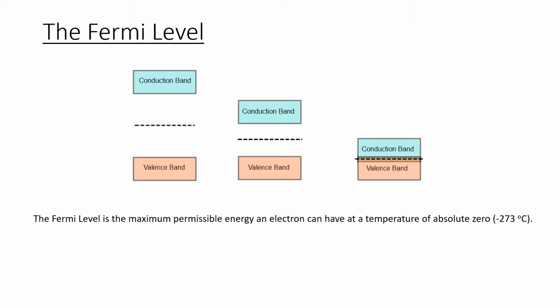In our previous lesson, we learned about the Fermi level. The Fermi level is the maximum permissible energy an electron can have at a temperature of absolute zero, or minus 273 degrees Celsius. This means this is the maximum energy an electron can have if all heat energy is removed from the object.